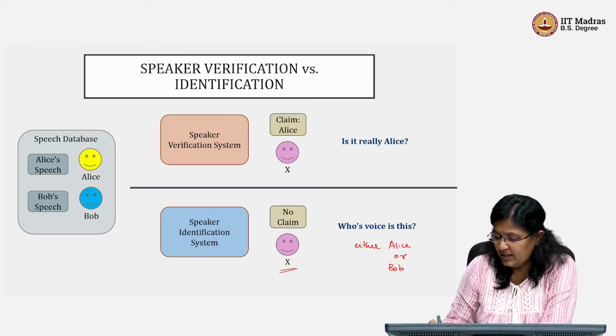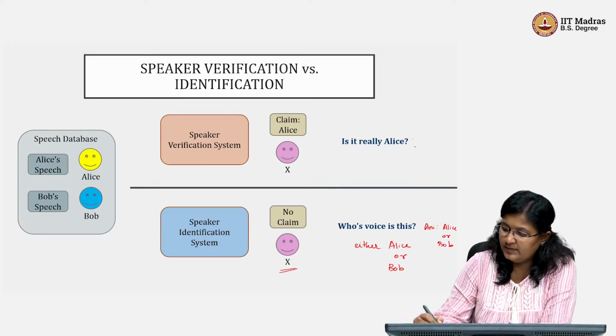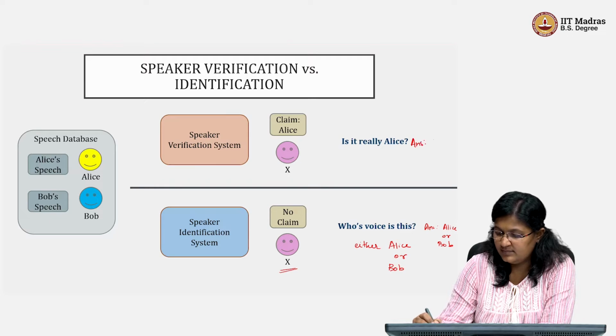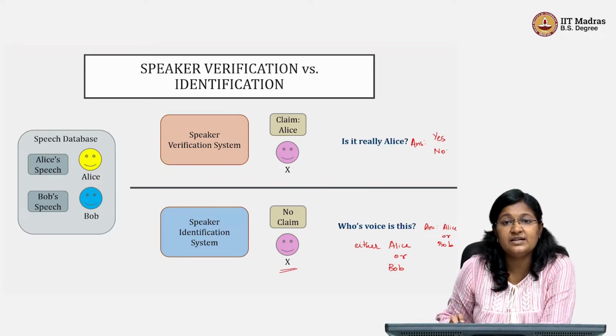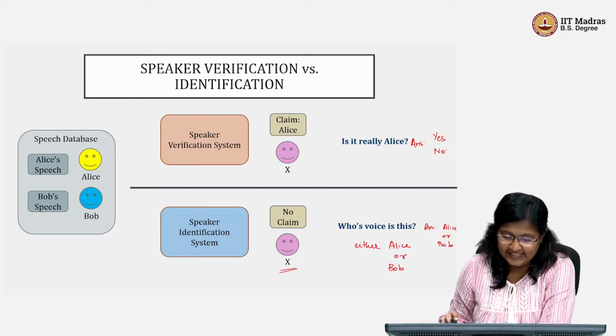So the answer will be Alice or Bob, right? What will be the answer here in verification? Yes or no? This is the difference between speaker verification and speaker identification.